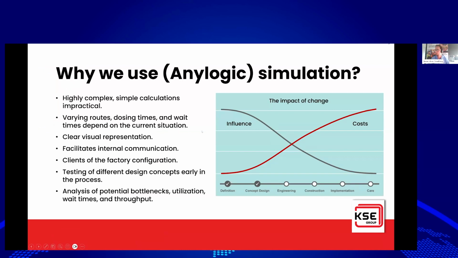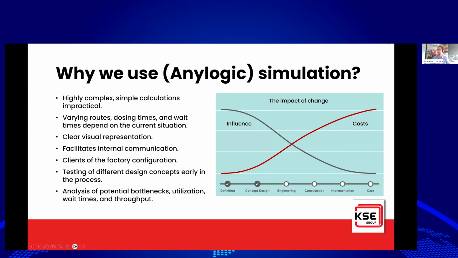So why do we use AnyLogic or simulation? First of all, we use simulation because it's quite stochastic, complex. We can't use simple calculations, which makes it quite hard to do, and therefore simulation models are the best. So we, for example, have varying routes, dosing time, waiting time depends on the situation, dosing times are stochastic, etc. But most importantly, we also want a great visual representation, not only for us as a company, but also for the client. When we show them the factory we are going to build, we can convince them to really buy it from us, and they also understand better what we are doing.